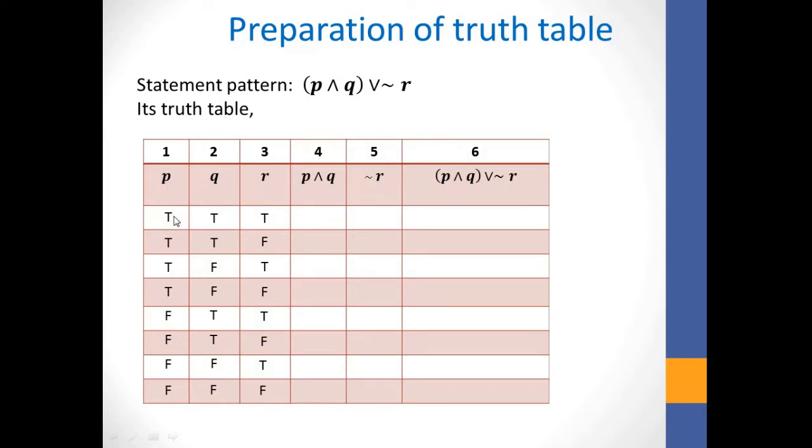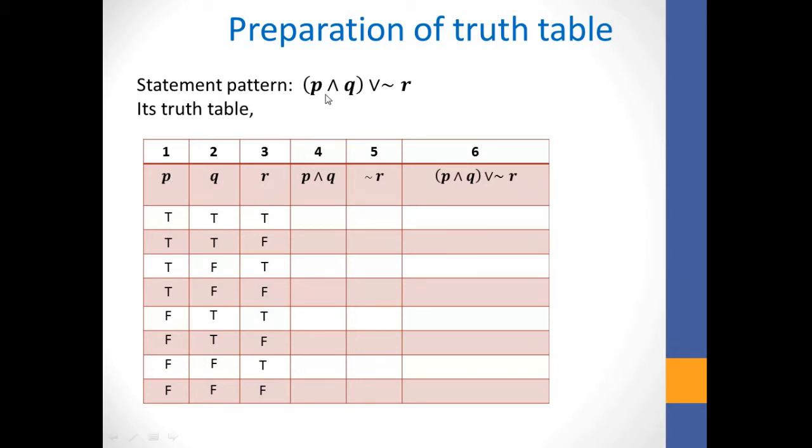For P we will write 4 times T, then 4 times F. For Q we will write 2 times T, then 2 times F, and so on like this. And for R we will write T, F, T, F, T, F. So that's why it covers all the combinations, all 8 combinations. Okay, so remember this carefully.